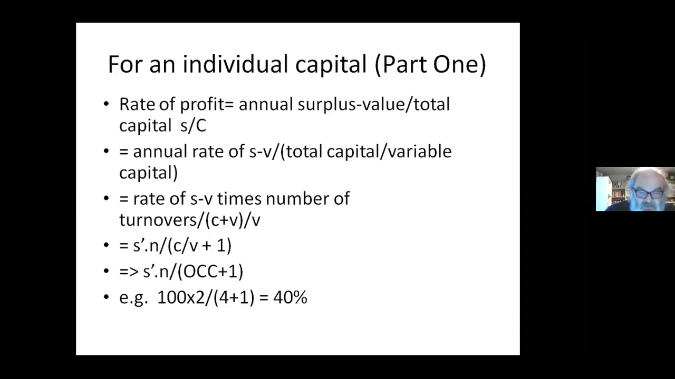We would say that the turnover might be, say, 2 times a year, with the machinery, and 20 in wages, plus 1, and that comes out at 40%. So the rate of surplus value is 100%, the rate of profit is 40%. But what Marx has given us is how the one becomes the other at the level of the individual capital.